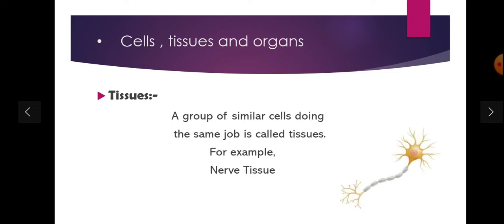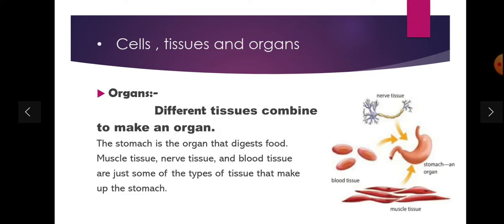And now tissues. As you all very well know, a group of similar cells doing the same job is called tissues. For example, nerve tissue, muscle tissue, and that's the picture, it is the nerve tissue. And now next, organs. Different tissues combine to make up an organ. The stomach is an organ. For example, muscle tissue, blood tissue and nervous tissue are different tissues that combine in one organ, that is the stomach. And similarly, like all of that.